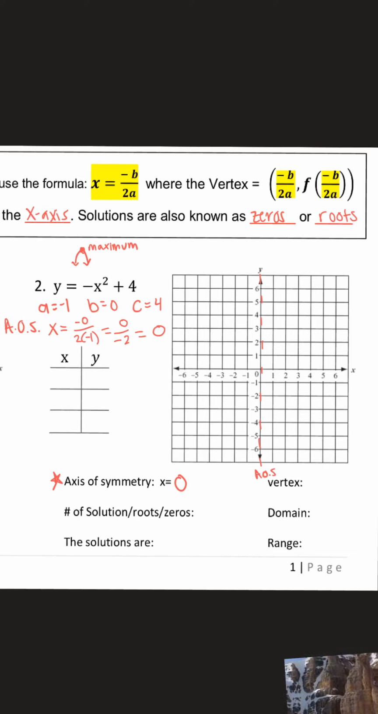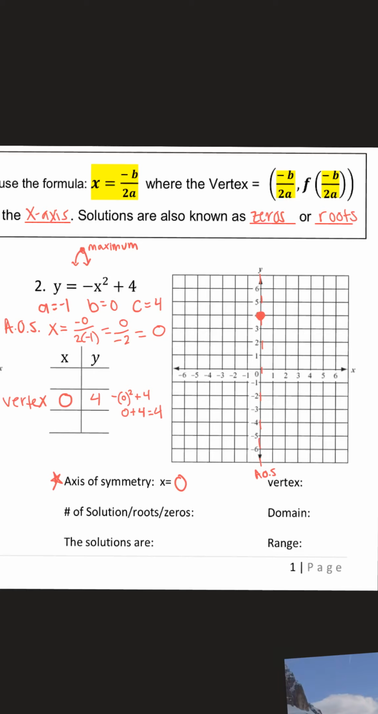Now remember, the axis of symmetry is also the x-coordinate of your vertex. So I have a 0 here for my vertex. And then to find my y-coordinate, I'm going to plug 0 into my function. So I'll keep it in red so that we can just follow along here. I'm going to have -0 squared plus 4. Well, 0 squared is 0, times the negative is still 0, so I get 0 plus 4. That gives me 4. So my vertex is at 0, 4 right here on the y-axis.